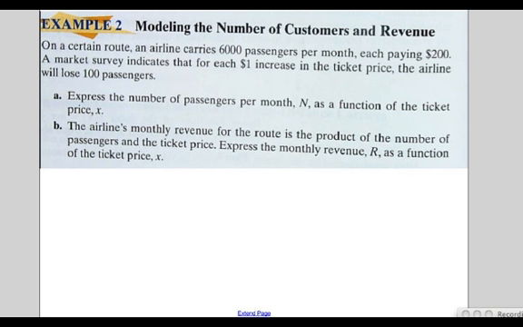Example 2. Go ahead and let's take a look. We're talking about an airline that carries 6,000 passengers per month. They each pay $200. If I increase the ticket price by $1, we're going to lose 100 passengers each time. So for part A, I want to write the number of passengers in terms of the ticket price.